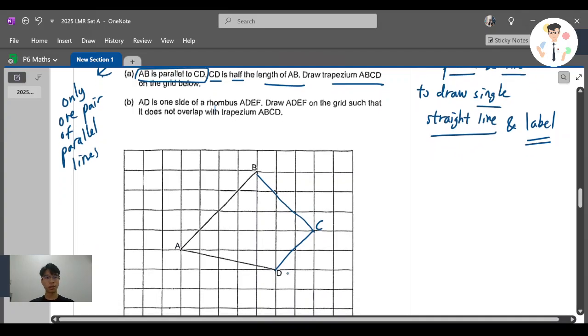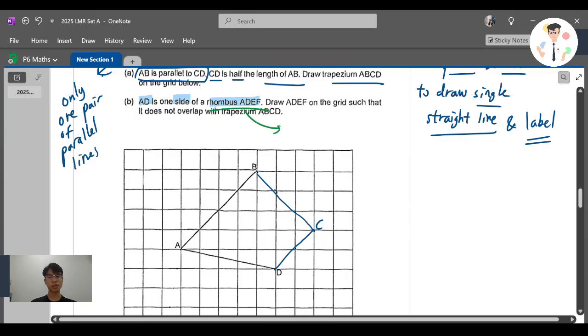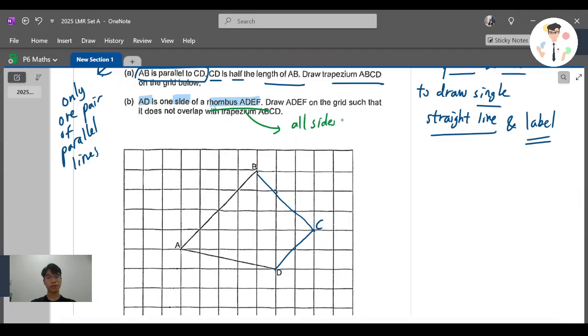Okay, now, next part. AD is one side of a rhombus. Now, this line AD is one side of a rhombus. Again, what do we mean by rhombus? Rhombus means that all sides have the same length, and you have two pairs of parallel lines. So it should look nice.